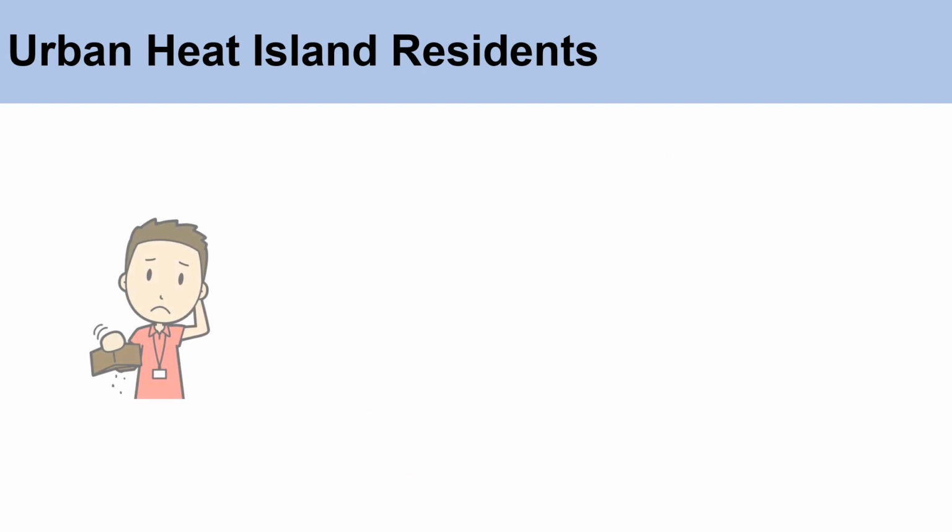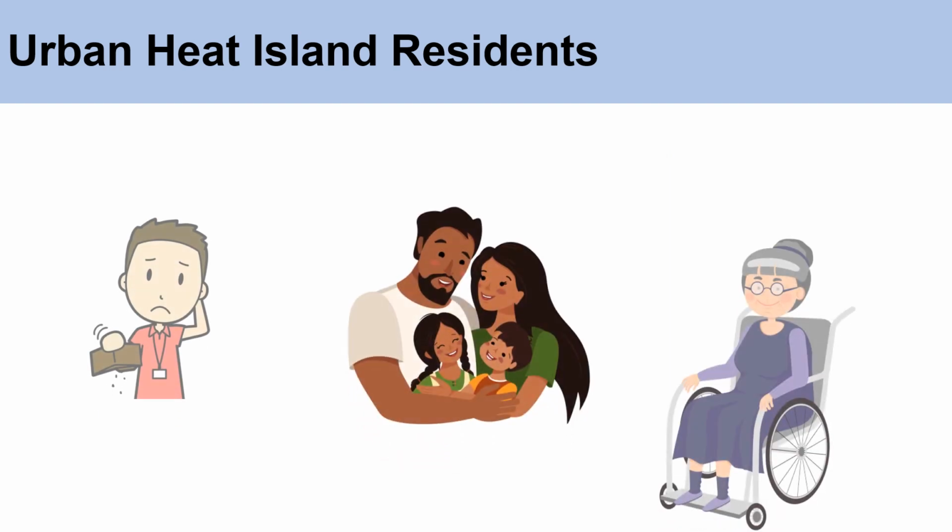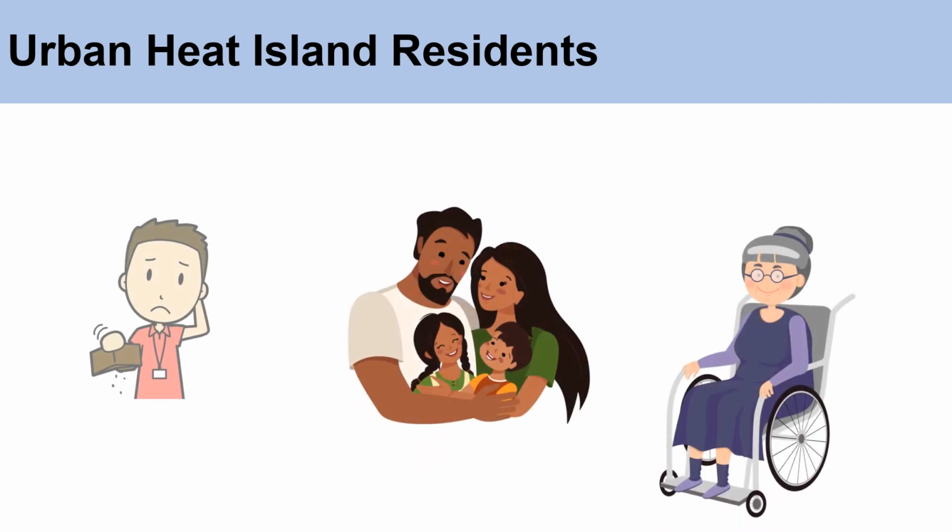UHI problems have a higher impact on marginalized communities, including the impoverished, people of color, and the elderly. The goal of Sacramento leadership is to achieve more effective protection for all Sacramento residents, especially lower-income families, African American and Hispanic communities, the elderly, and homeless living in UHI areas.